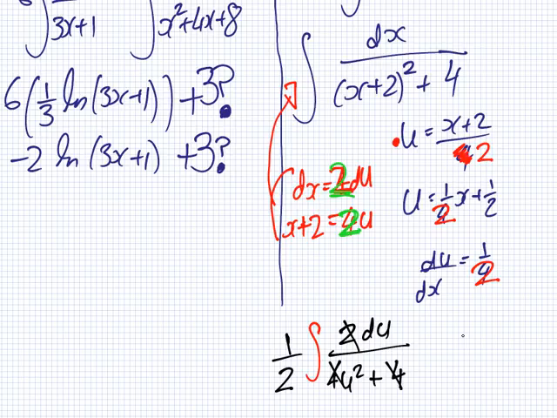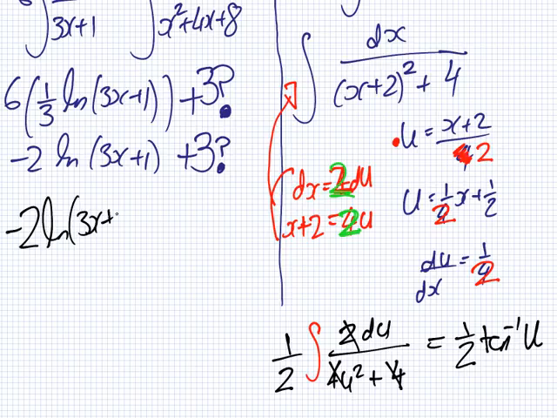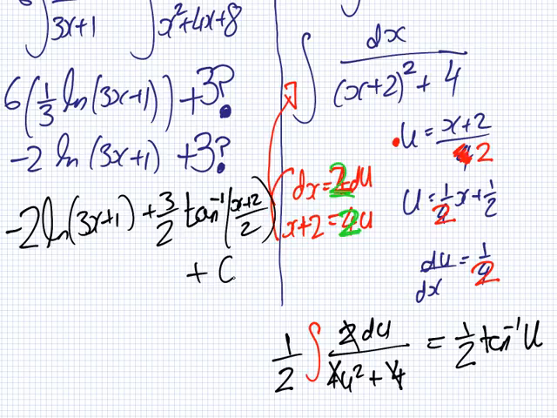I get tan inverse u with a half here. So this can go back up here as minus 2 log 3x plus 1 plus 3 over 2 tan inverse of (x plus 2) over 2 plus c. Now I know that's long. Yep, question?